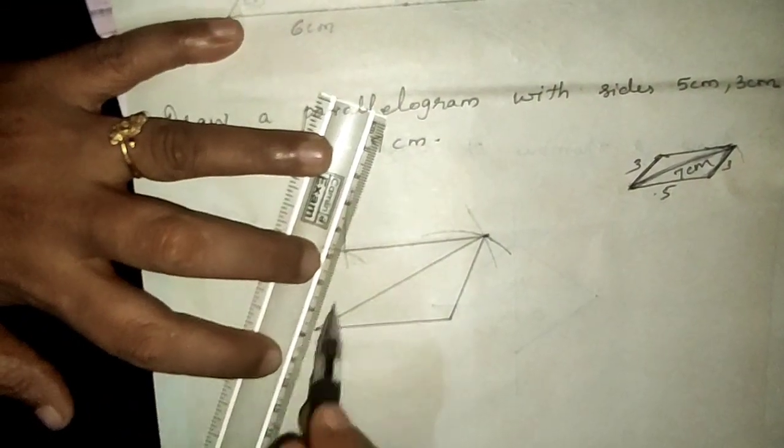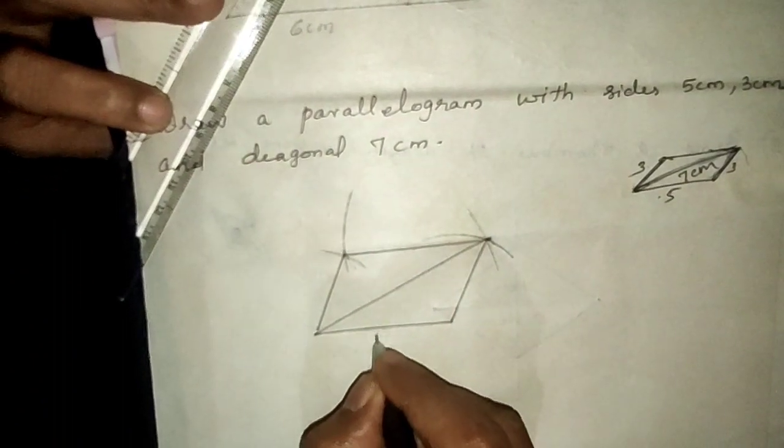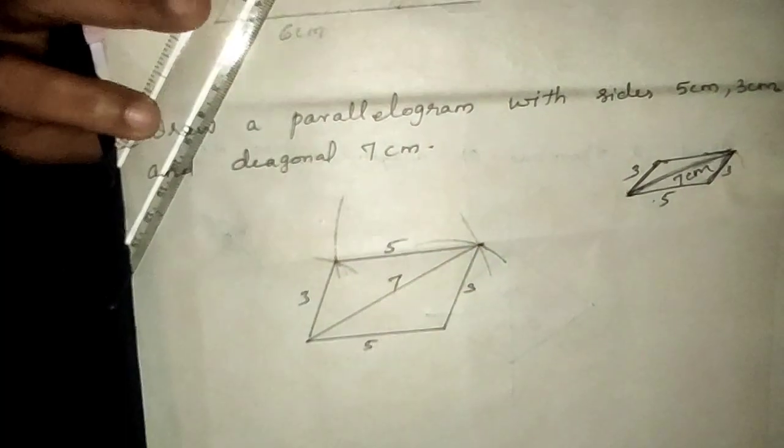So this is our parallelogram. Okay, parallelogram with the sides. This is 5 centimeter, this is 5, this is 3, this is 3 and this one is 7.